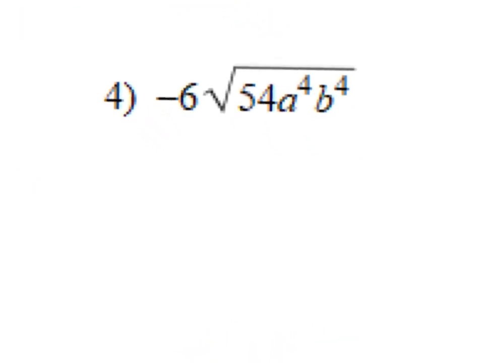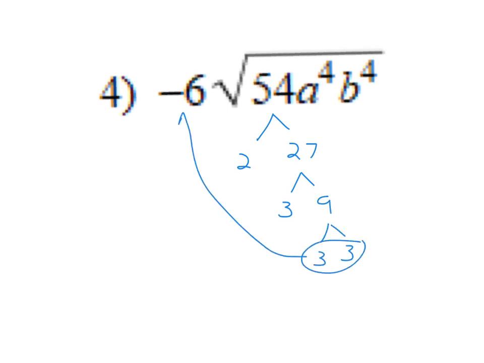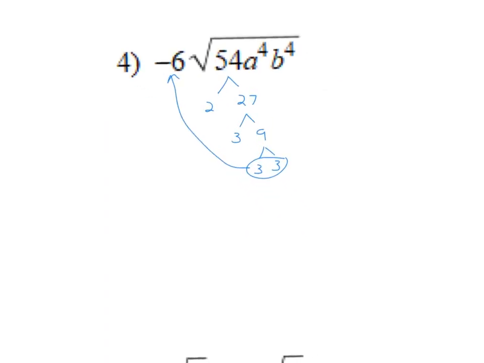Okay, all right, let's try another one. All right, so we're going to go ahead and break this down. So 54, I'm going to break it into 2 and 27, and then 27 will go to 3 and 9, and then 9 will go to 3 and 3. So I have the 3's pair up and move out, so that gets me -18. Now left over on the inside is 2 times 3, which is 6.